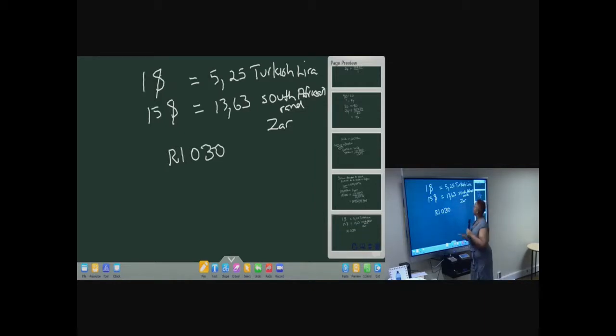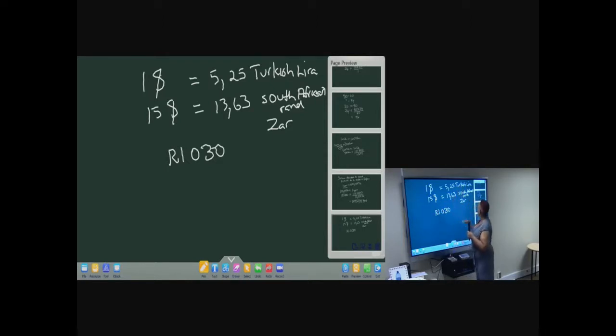But now, as you can see, there is no relationship between a rand and a Turkish lira. The only relationship is between a South African rand and a dollar, and between a dollar and a Turkish lira. There will be a question in paper 2 which is just like that, which is not relating the currencies directly. But always you must know that you have to use your proportion. So your point of departure now will be from your rands to your dollars, and then from your dollars to your Turkish liras.